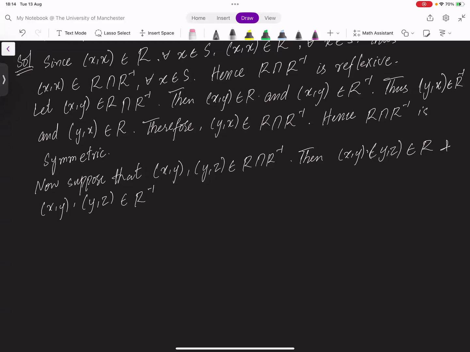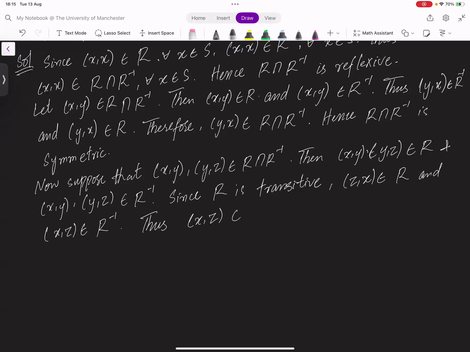Since R is transitive, because it is given, we know that Z comma X is inside R, and X comma Z is inside R inverse, which is also true. Thus, X comma Z is in the intersection.